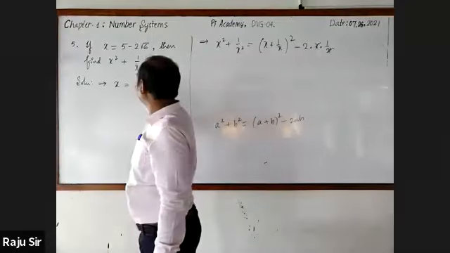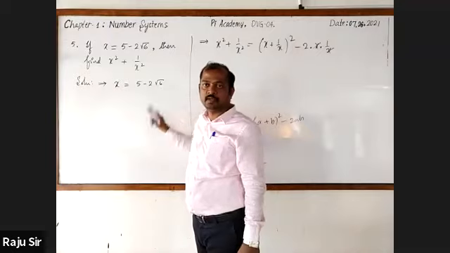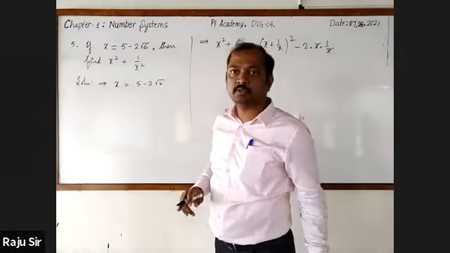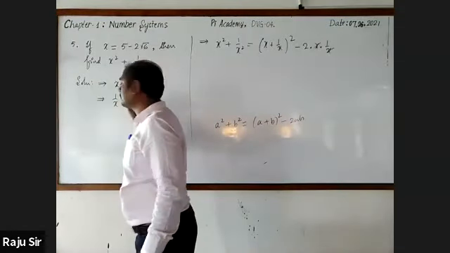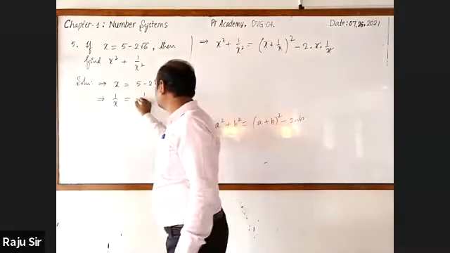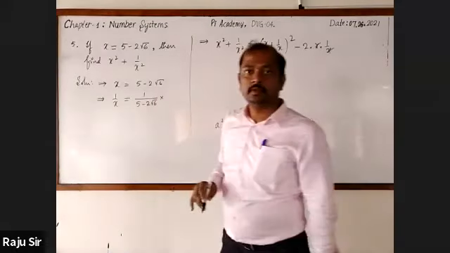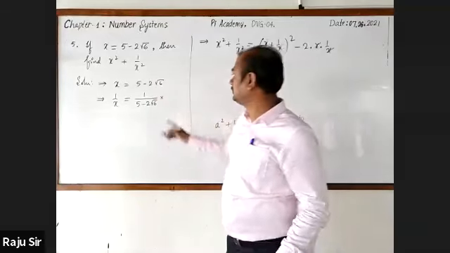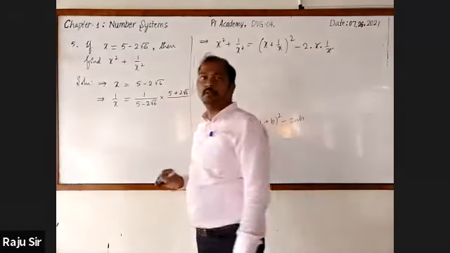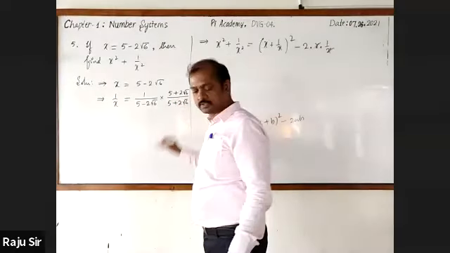x is equal to 5 minus 2 root 6. Go on writing with me. x equal to 5 minus 2 into root 6. Now let us find out 1 by x. 1 by x is equal to 1 by 5 minus 2 into root 6. Take the conjugate of the denominator and multiply to the numerator and denominator. 5 plus 2 into root 6. Multiply to the numerator as well as denominator, 5 plus 2 into root 6.